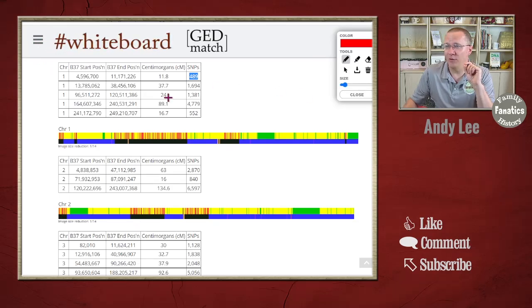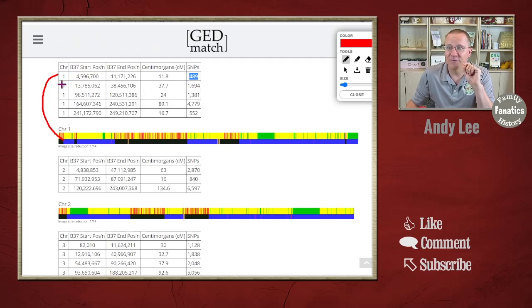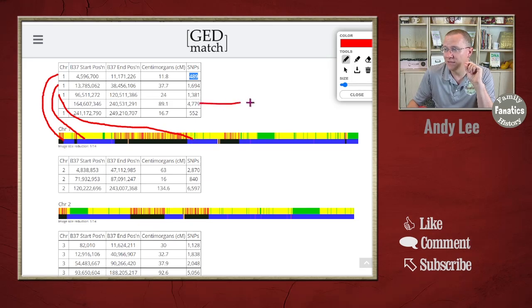So let me draw out what we can see here. Down in the graphic, this is where that first segment is identified. This second segment is identified with this. The third segment is from 96 to 120, which is going to be right here. This fourth segment is this one right here, and this fifth segment is this one on the end.